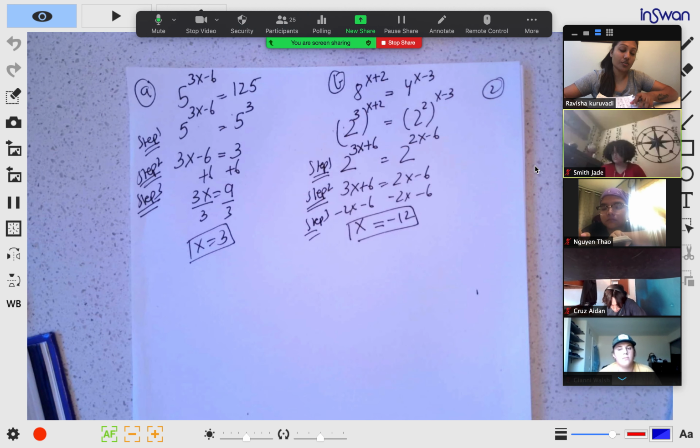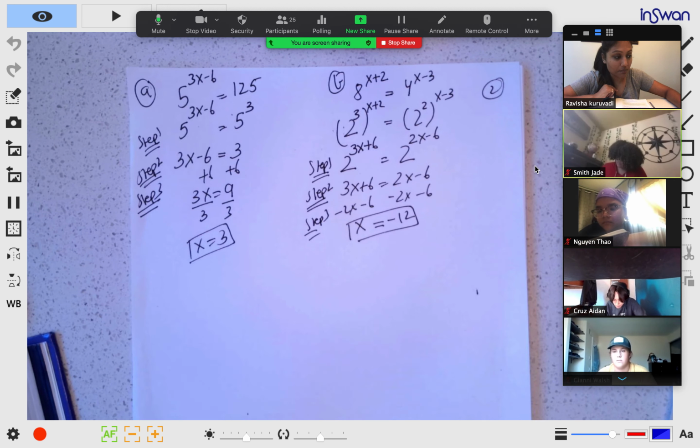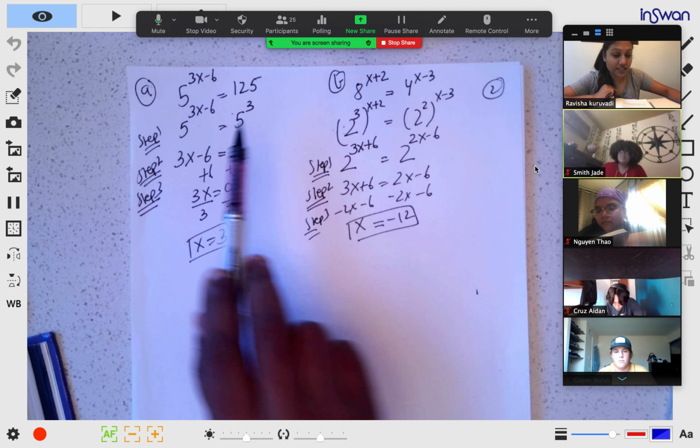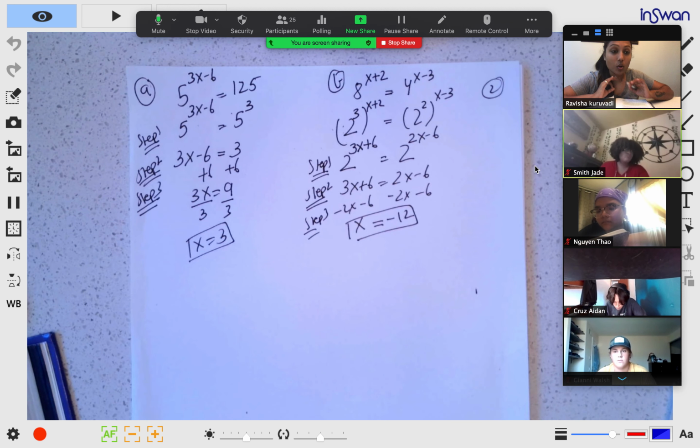So this is how you do it. First thing, when you see exponential functions, you're going to try to make the same base. You will try to make the same base. That's your first step. Always, whenever they say solve exponential functions.